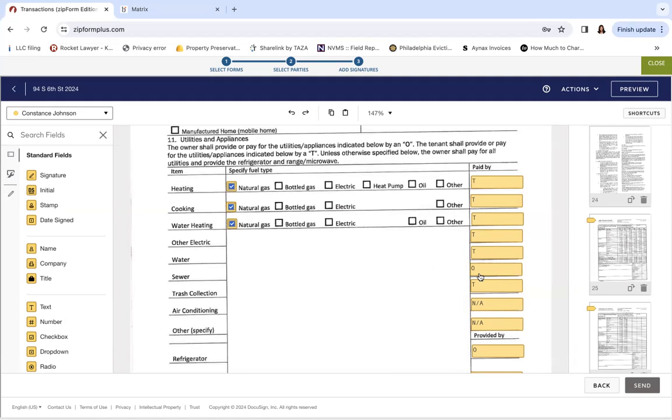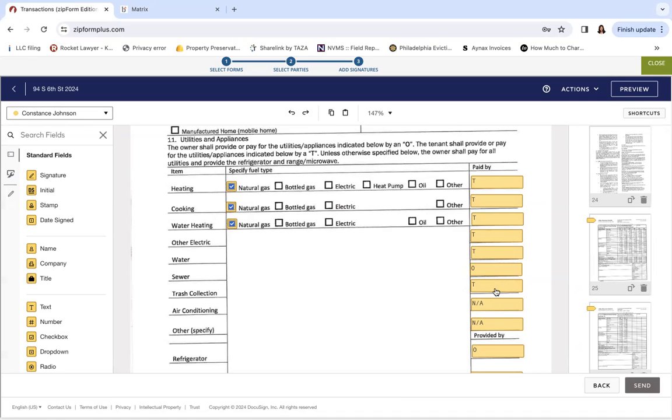Sewer is O for owner. Trash collection is T for tenant. Now in Darby, and this is not all townships in Delaware County, trash collection is done by the township. However, I put T here for tenant because if the tenant puts out something that the trash company does not pick up on a regular basis, whether it be bulk furniture or something else, the tenant will be responsible for making sure that it goes out in the trash.